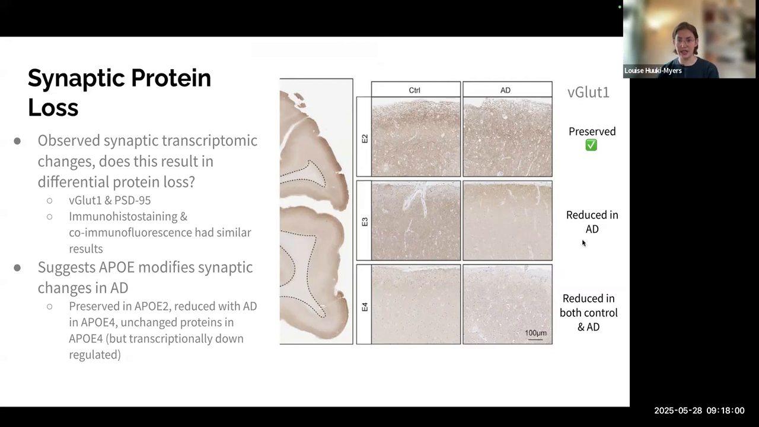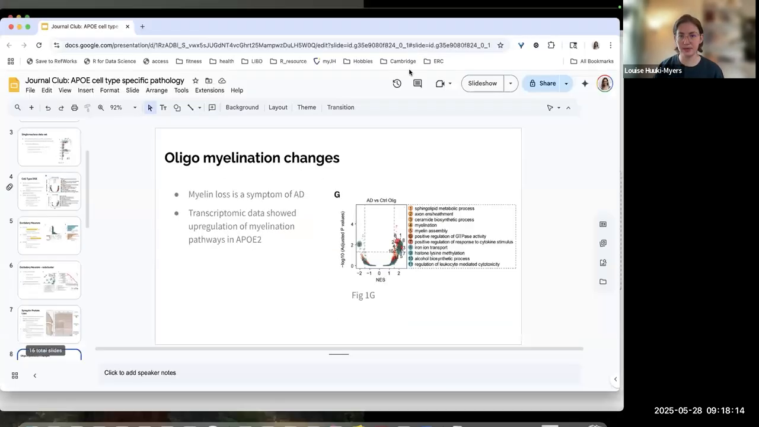For E3, we can see that this tissue gets lighter. We see a reduction in VGLUT1 in AD. And then in E4, there isn't really a change, but you can see that overall it is lighter. For the control, it was lighter than E2 or E4. So that's the change they record there.